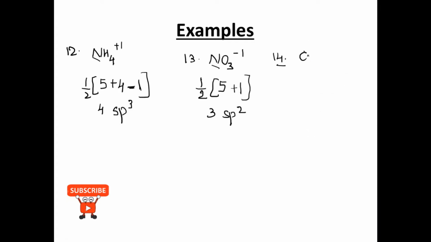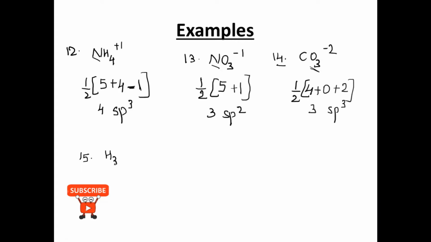If I write for the carbonate ion, CO3 minus 2, the hybridization is half V. Carbon has 4 electrons in its valence shell, plus I can even write 0. Why 0? Because oxygen is divalent, so we are not supposed to add it. And the charge on it is negative, so plus 2. 4 plus 2, 6 by 2, it's 3. So the hybridization is sp2. Now we move on to more examples.